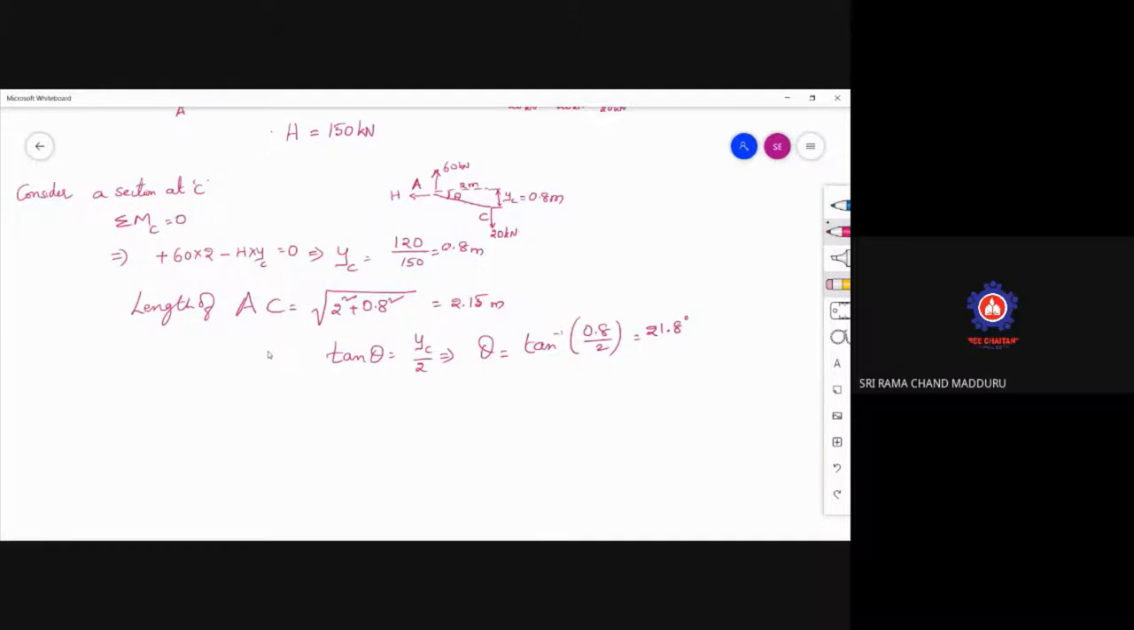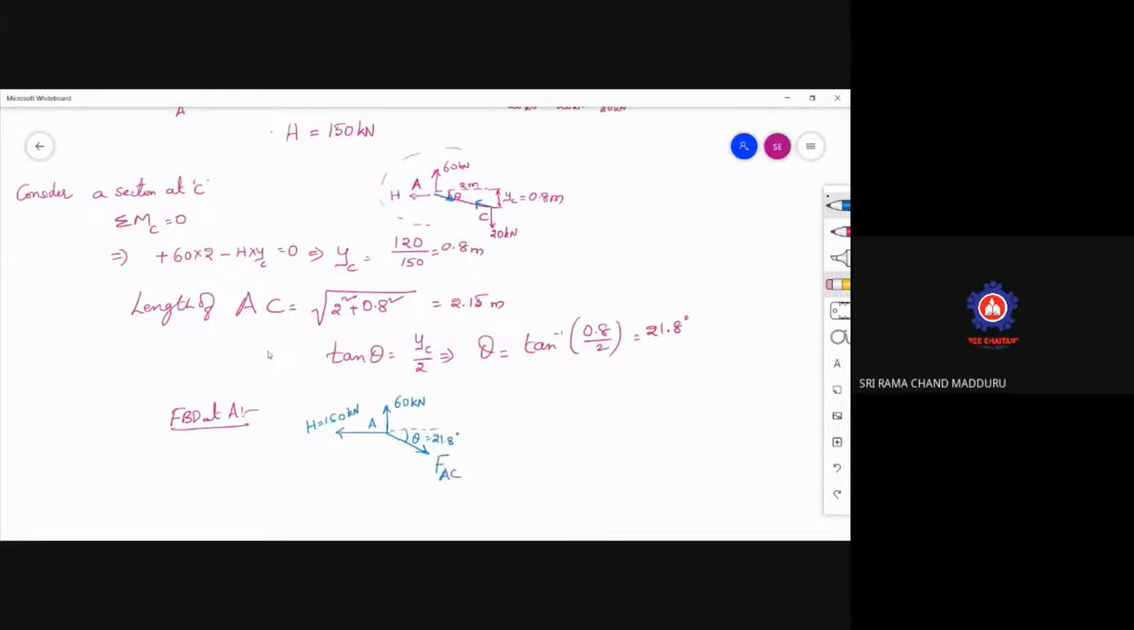Now, FBD at A. FBD means free body diagram for this portion. A horizontal force of H is acting, which is 150 kilonewtons. 60 kilonewtons is VA. Now attention, this is point A. Tension force is there, so you are considering the free body diagram here. The tension will be in this direction, at an angle of theta equal to 21.8 degrees. This is the force in AC.